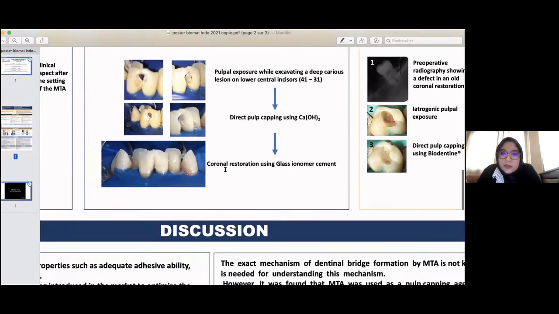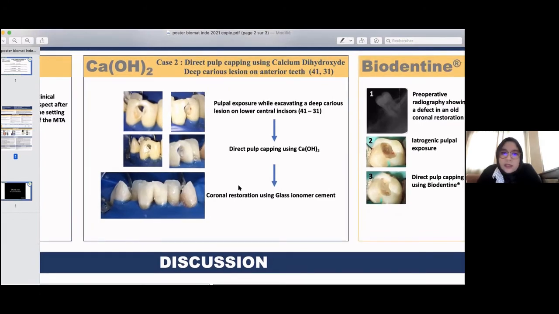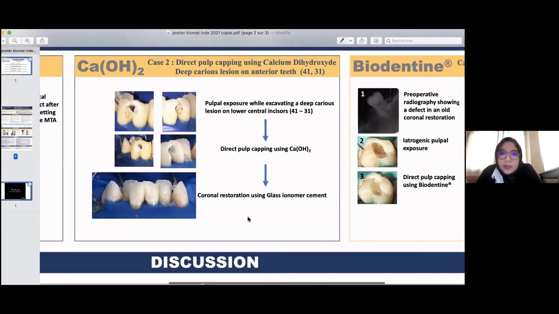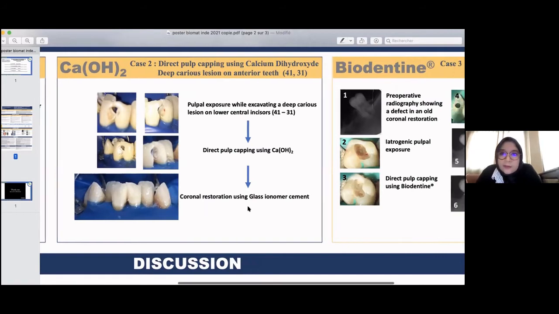Then we proceed to coronary restoration using glass ionomer cement, because we cannot perform bonding agent and etching agent on this previous material, to not compromise the capping. Then the case was a success. We don't have the follow-up, but it was a recent case, but it's still a success.